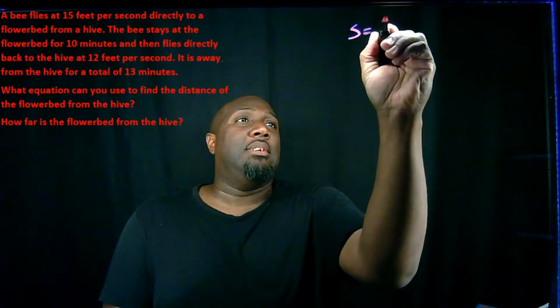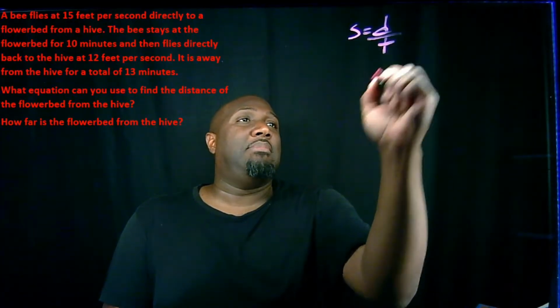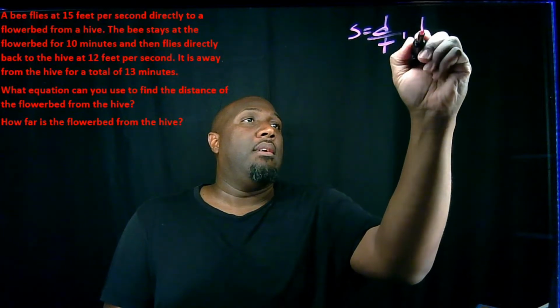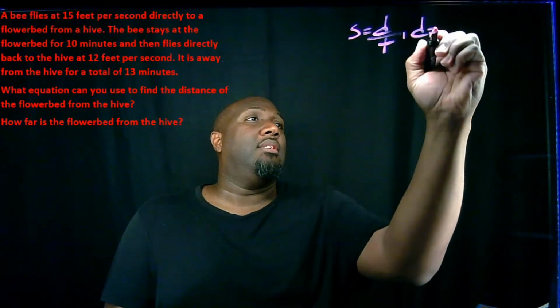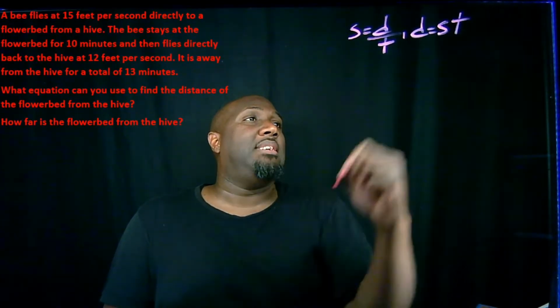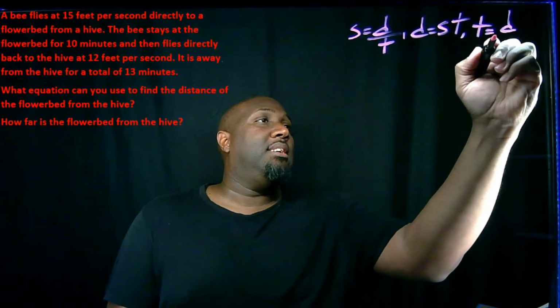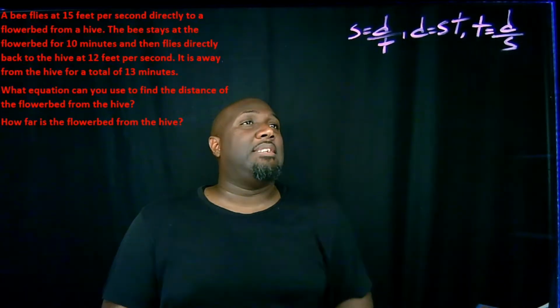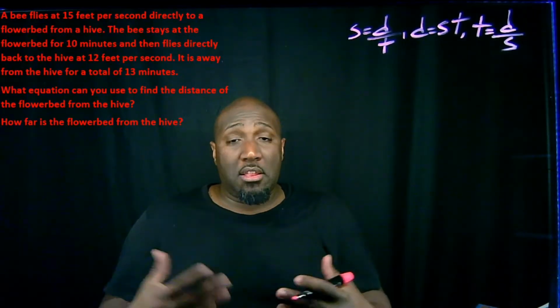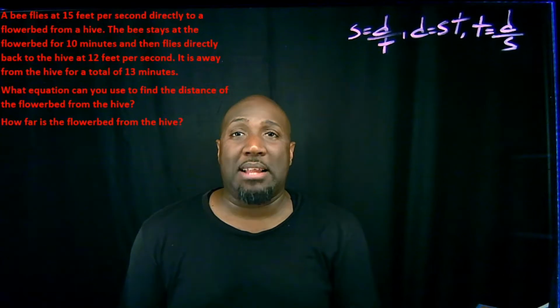All right, so the first thing we want to do is write down the relationships between speed, distance, and time. Speed S is equal to distance D divided by time T. Distance D is equal to speed S times time T. And time T is equal to distance D divided by speed S.